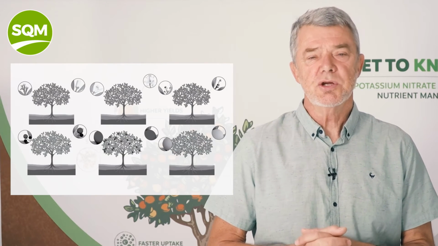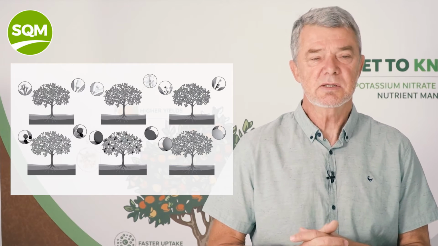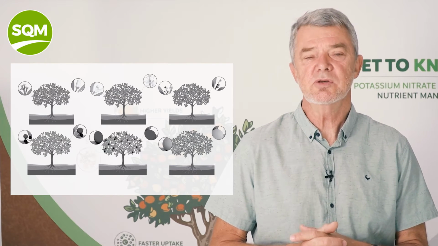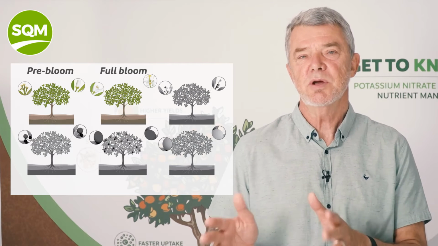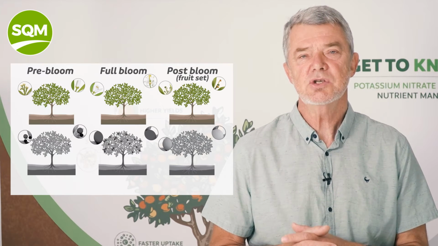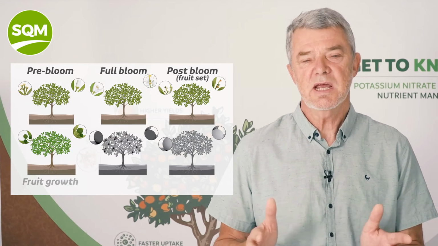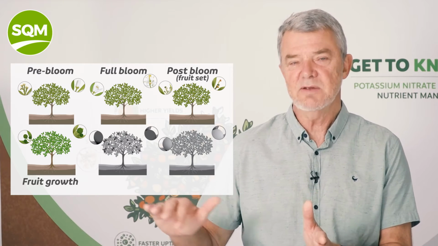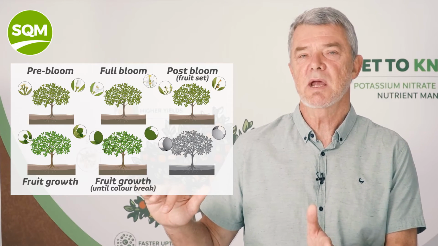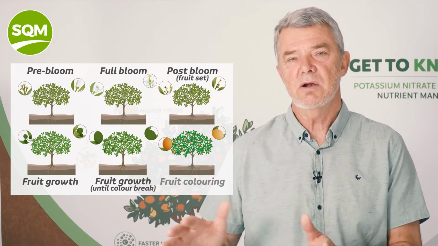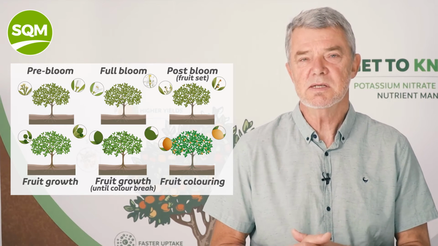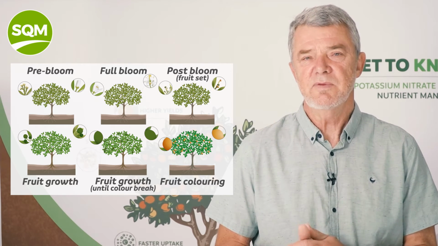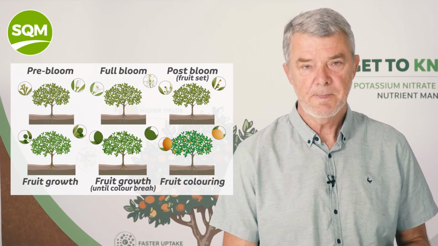This picture shows 6 growth stages of a citrus tree. So you've got the pre-bloom stage, the full bloom stage, the post-bloom or fruit set stage, and you've got the fruit growth stage, and then you've got a later fruit growth stage until color break, and then you've got the fruit coloring going into the maturation stage. So those are probably the 6 most important phenological stages of citrus.